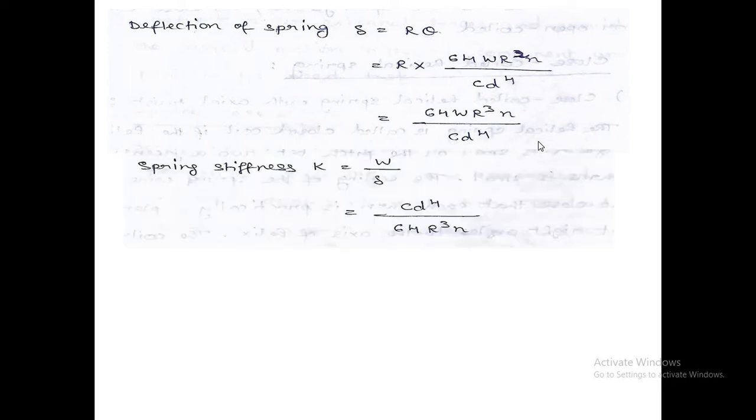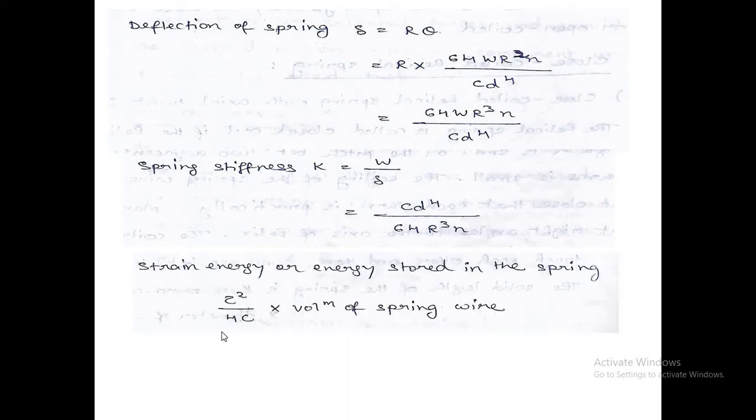Next, spring stiffness K equal to W by delta equal to C d to the power 4 divided by 64 R cube into small n. Next comes strain energy, or energy stored in the spring. It will be tau square divided by 4C into volume of spring wire.